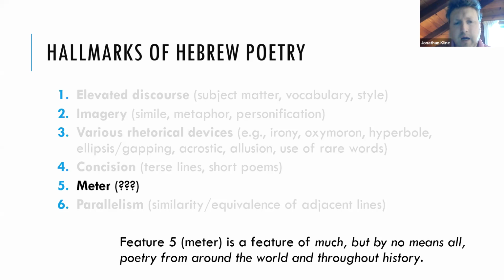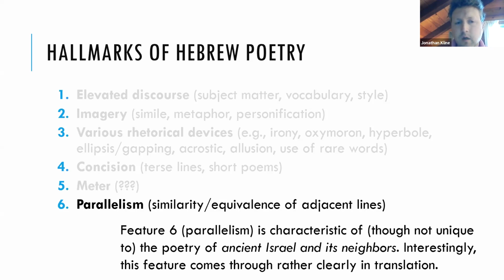Hallmark number five, meter, is a feature of much, but by no means all, poetry from around the world and throughout history. So if you think of free verse, for example, there's no meter, or at least not consistent meter there, such as you find in a lot of poetry. If you think of Shakespeare or iambic pentameter, for example, there are pretty strict bounds to the metrical units. And then finally, parallelism, feature six, is characteristic of, though not unique to, the poetry of ancient Israel and its neighbors.